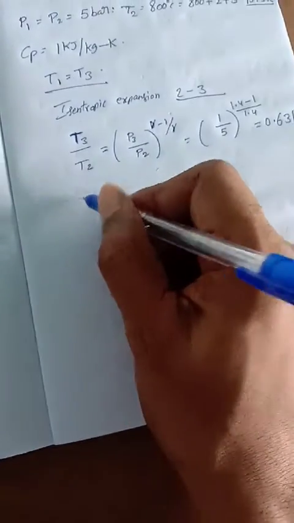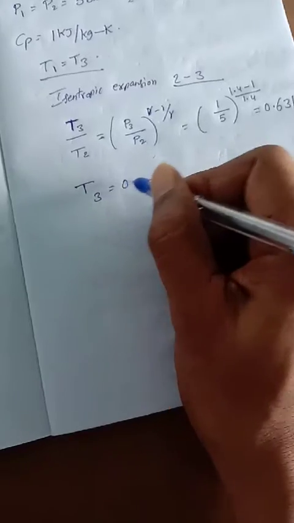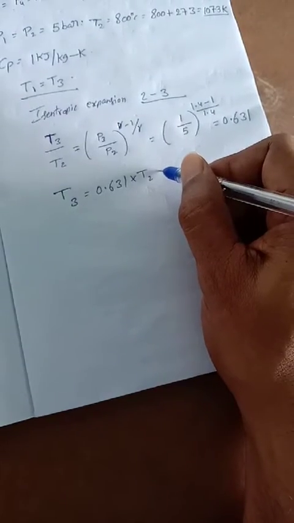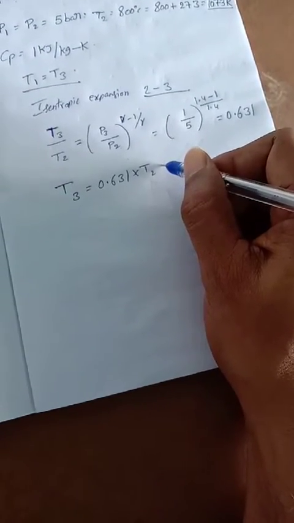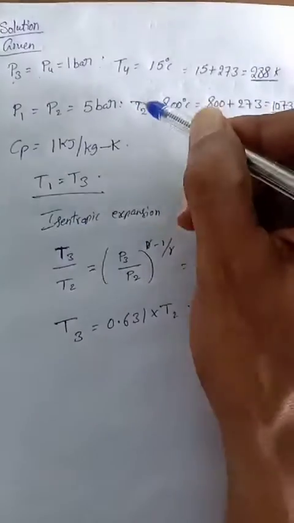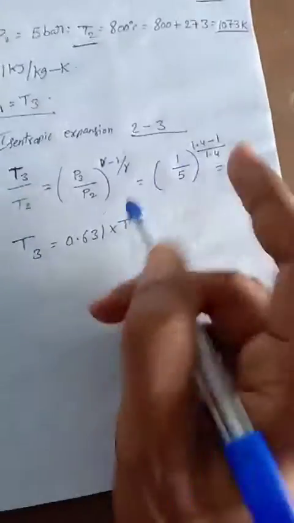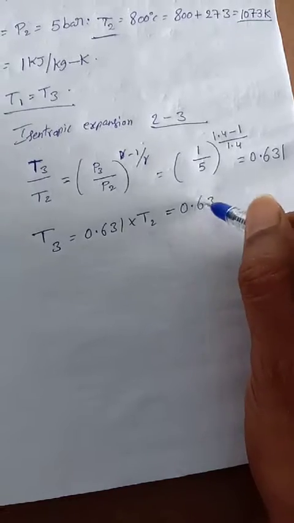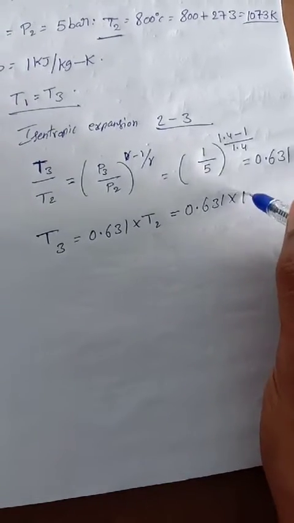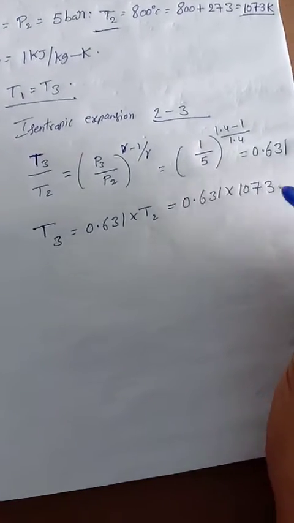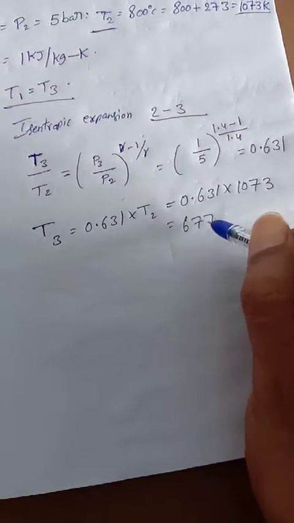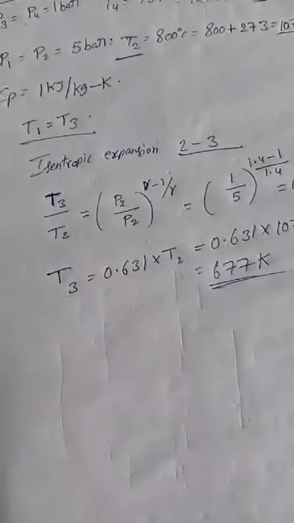So now T3 is equal to 0.631 into T2. Okay, and T2 is given here. So substitute this T2 value, 1073, and that is equal to 677 kelvins.